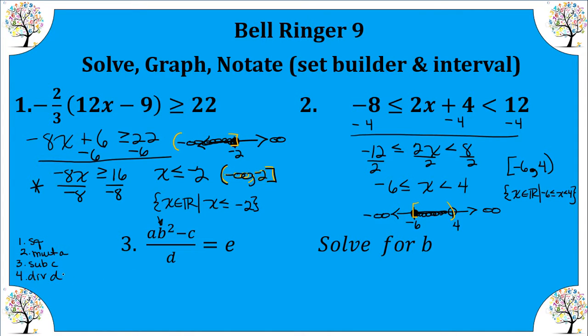So the first thing we have to undo is the divide by d. So we're going to multiply by d on both sides. This gives us ab squared minus c is equal to d times e. Now we have to undo the subtract c, so we're going to add c. We have ab squared is equal to d e plus c. I'm going to bring this up here.